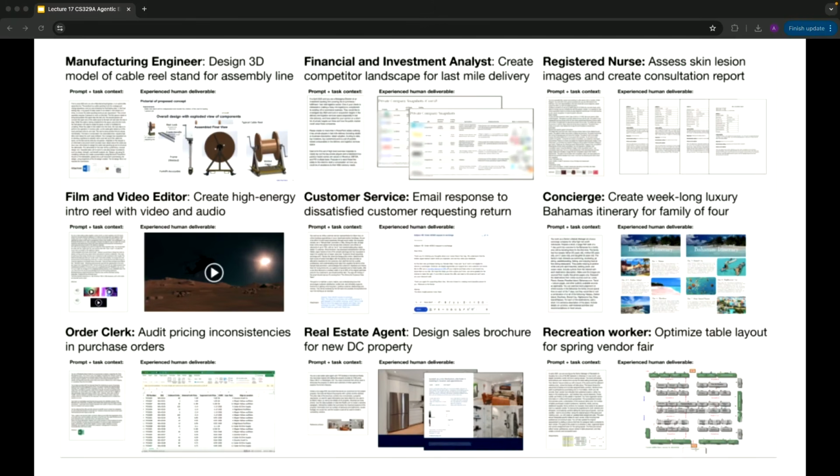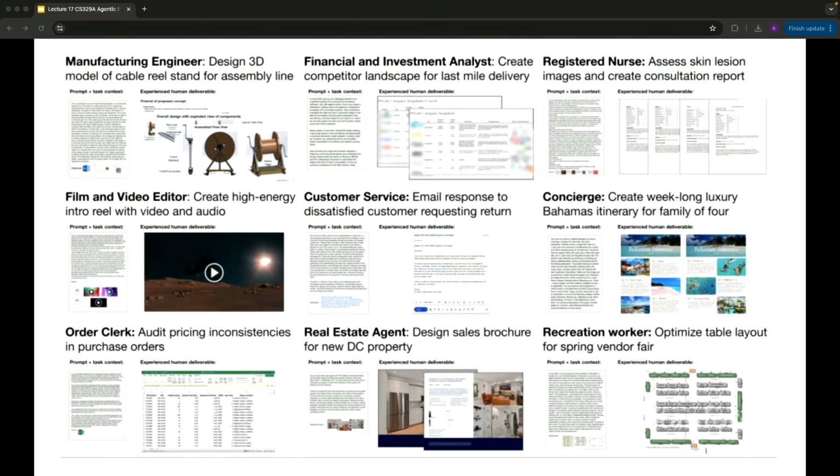In film and video editing, it's asked to create an intro reel given some script. In customer service, it's being asked to draft an email response for a dissatisfied customer. In concierge work, it's creating an itinerary for a family of 4.